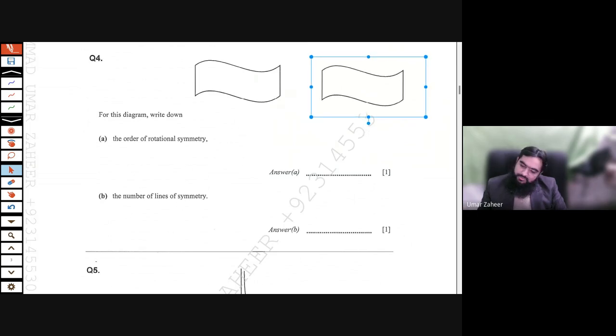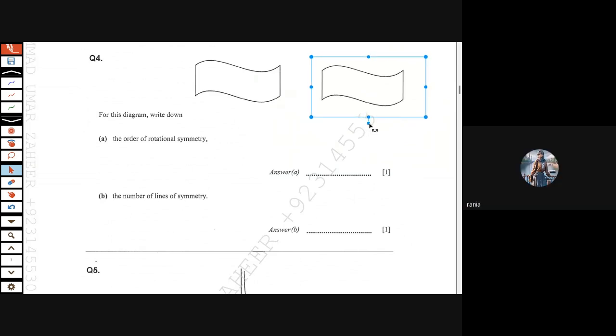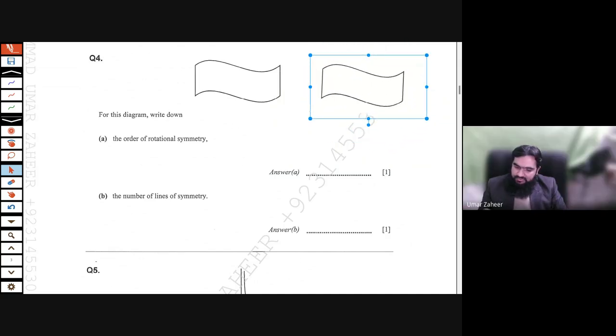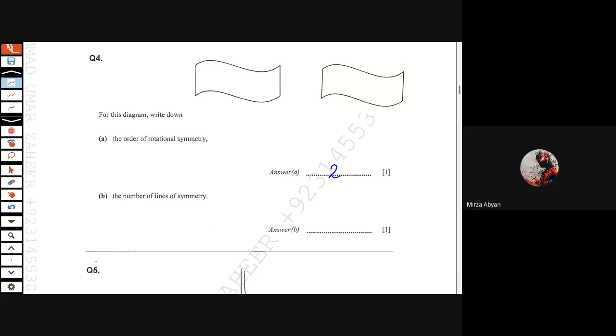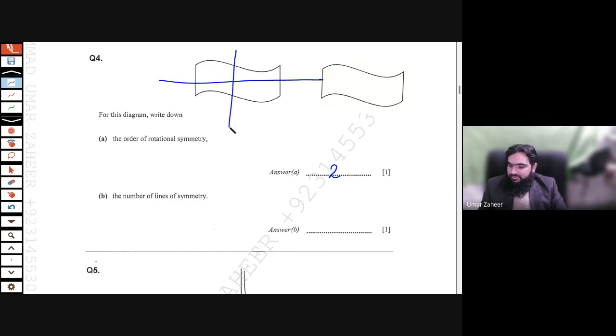What is the rotational symmetry? 2. Yeah, 1 and back, 2. And how many lines of symmetry do we have? 0, sir. We don't have any. If you try to make a vertical line or horizontal line, any line, you will not get any lines of symmetry, so that's 0.